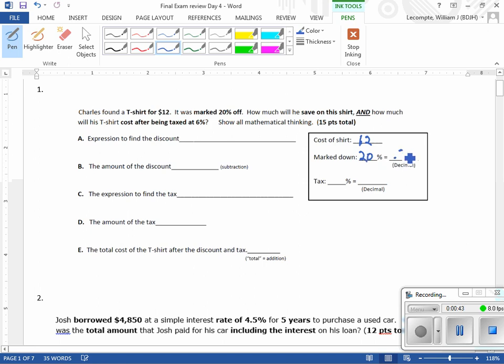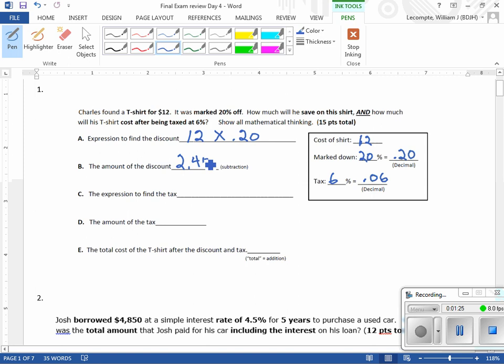Okay, the decimal we move over twice. So when we move it over 20%, it just moves from here and goes over. And that's where we get our 0.20. Our tax percent is 6%, and that looks like 0.06. We move over the decimal twice and we get that 0 in there. Okay, so the expression to find the discount, well, our t-shirt is $12. Our discount is times 0.20. And so the amount of the discount was $2.40.